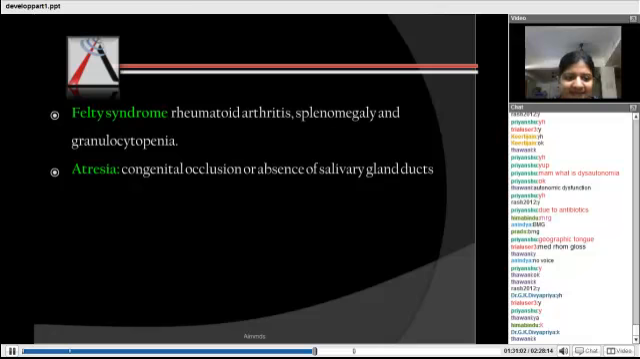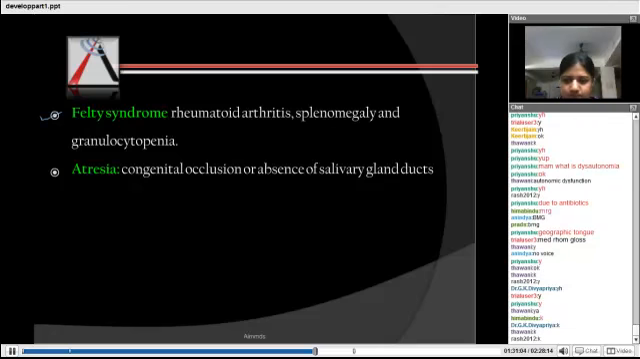Then we have something called Felty syndrome. What is Felty syndrome? It has to do with rheumatoid arthritis. In this, it's a triad of features again, where you have rheumatoid arthritis, splenomegaly, and granulocytopenia.